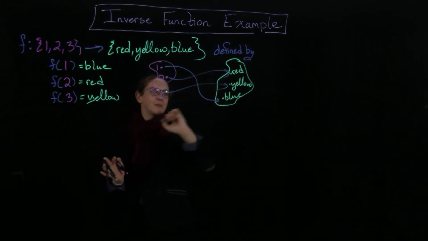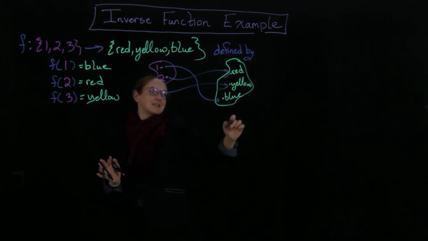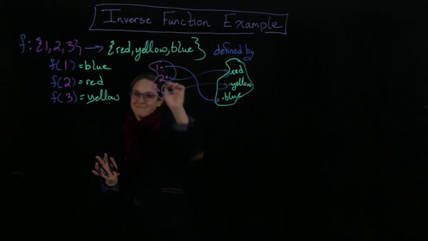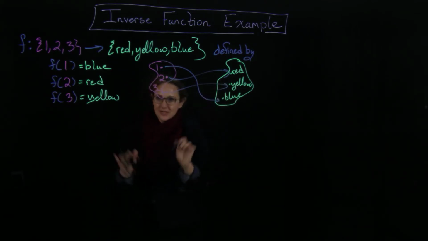How do we know? Because it's surjective. Everything over here is hit. Nothing's left alone there. It's injective because no two inputs go to the same output, right? We don't ever see 2 arrows going in there.